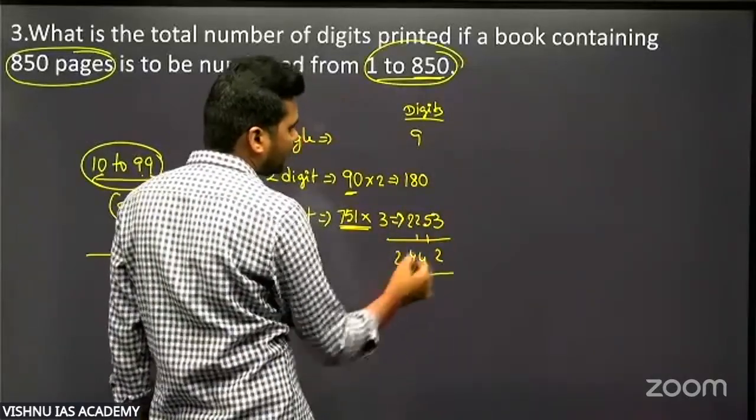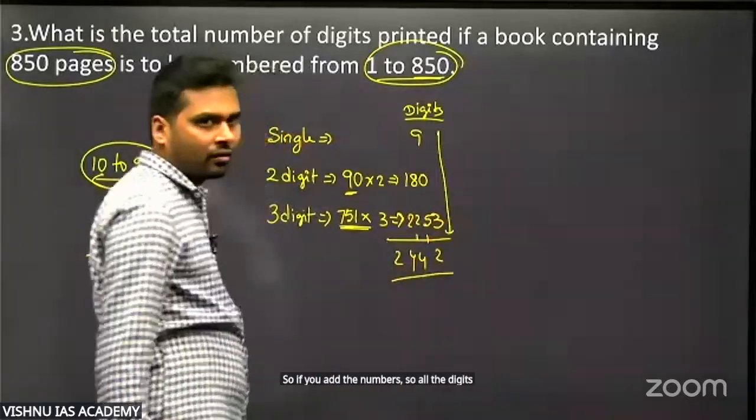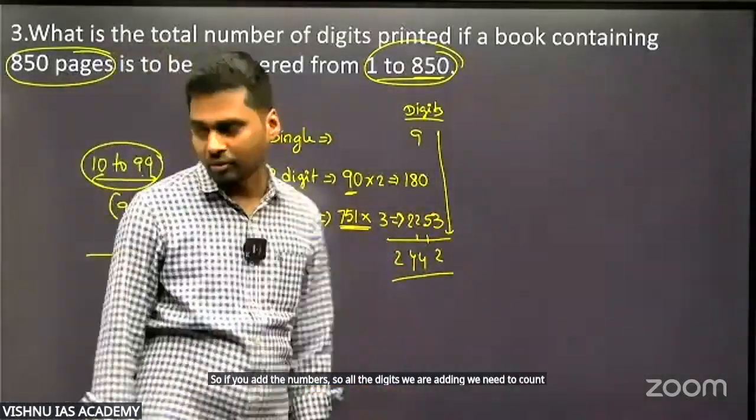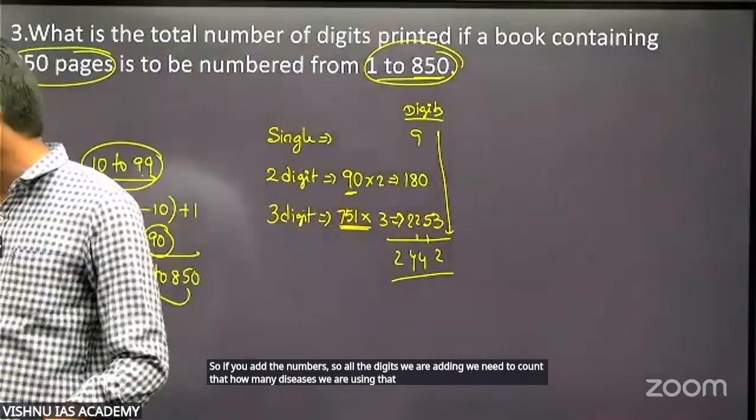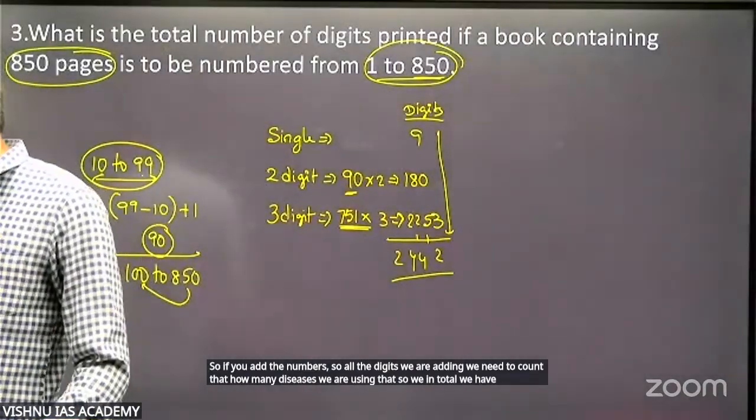So if you add the numbers, all the digits we are adding, we need to count how many digits we are using. In total we have 2442 digits.